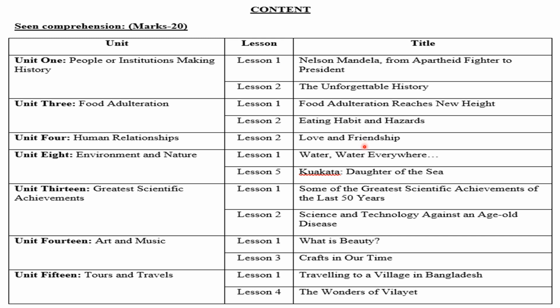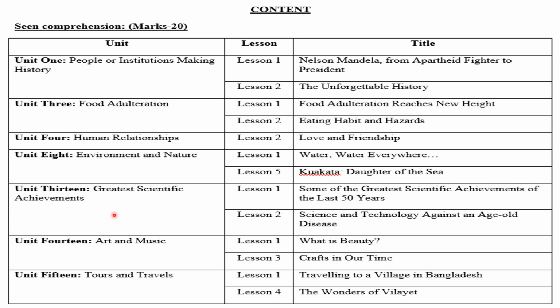And Unit 8, the name is Environment and Nature. Two lessons have been taken from this unit, lesson 1 and lesson 5. Lesson 1, Water Everywhere. Here we have got information about water pollution. And lesson 5, Kuakata, Daughter of the Sea. Here we will be able to know the sea beach of Kuakata.